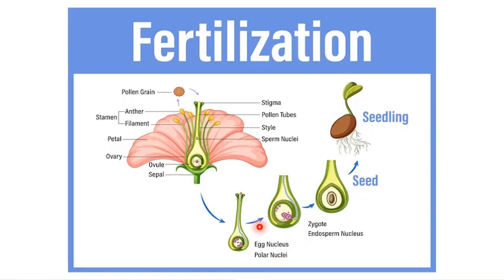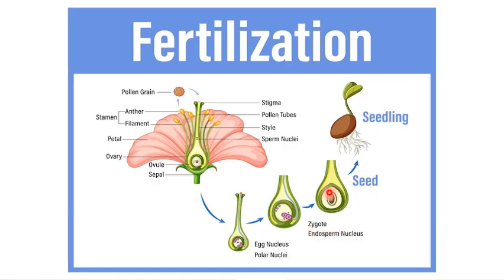The zygote develops into an embryo within the ovule. The fertilized ovule matures and becomes a seed. It contains an embryo, endosperm, and a protective seed coat.